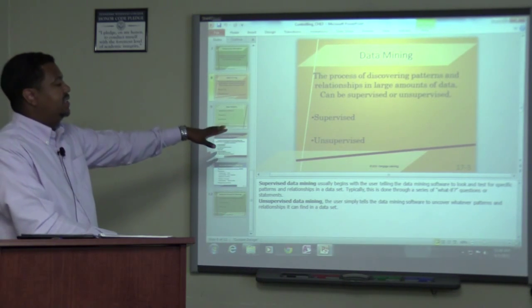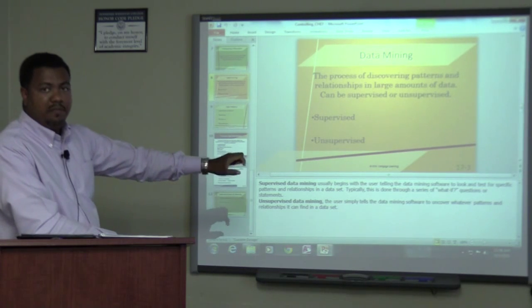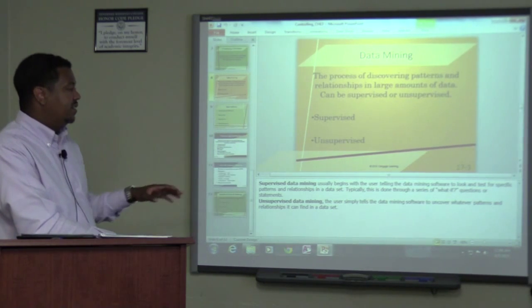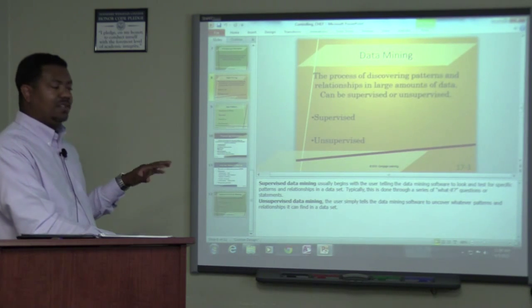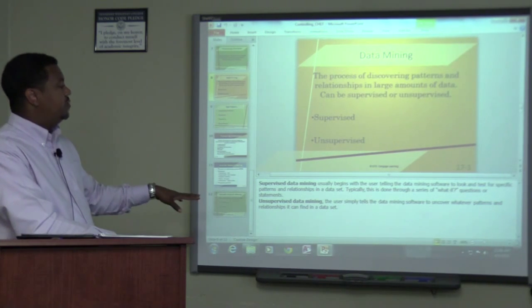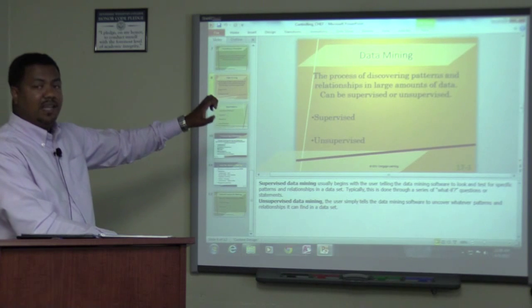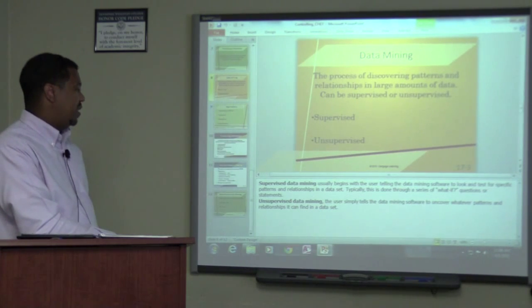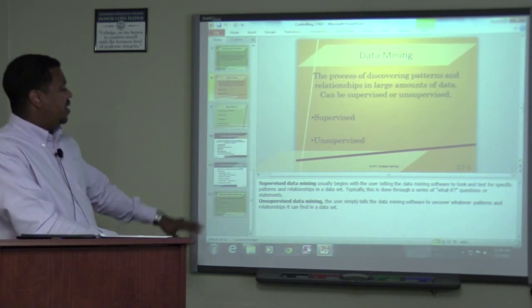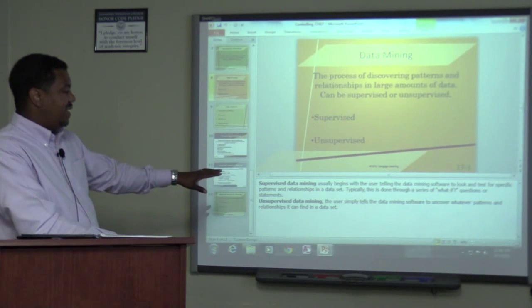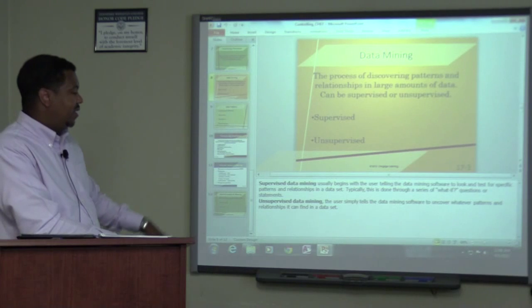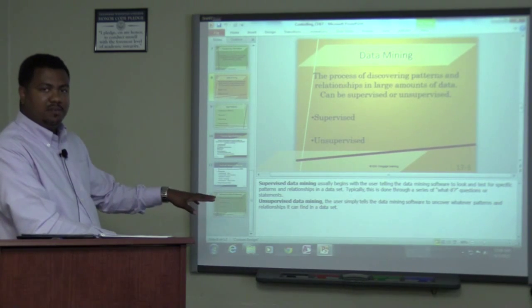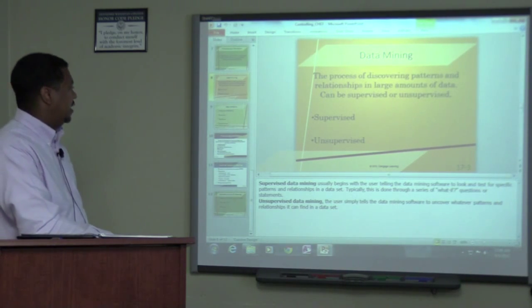Supervised data mining is pretty much where we use information technology and software to look for specific patterns within our organization to see what's going on, or we can use what-if statements to figure out what's going on with our particular corporation. We can also have unsupervised data mining, which is basically giving the software the ability to figure out these different relationships that we have set within our organization.